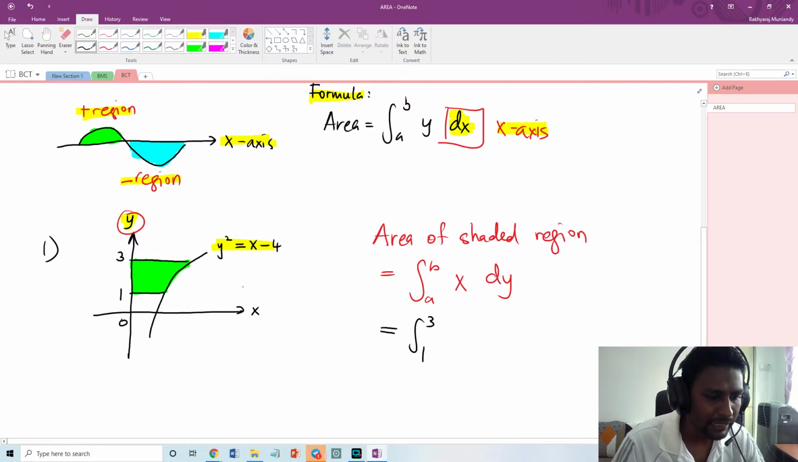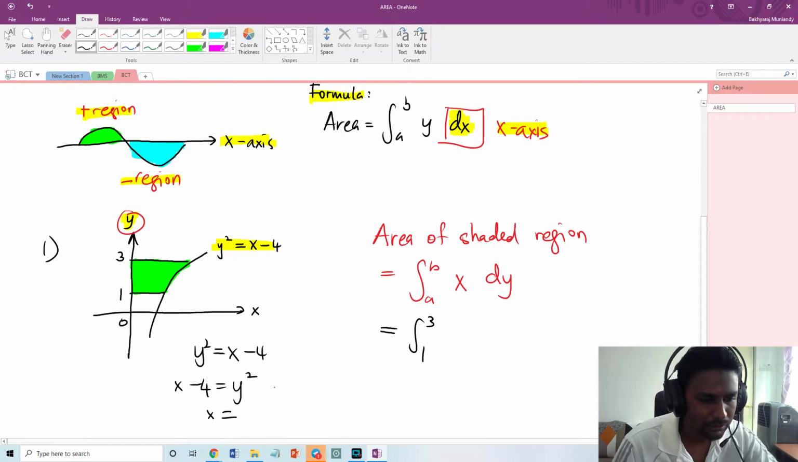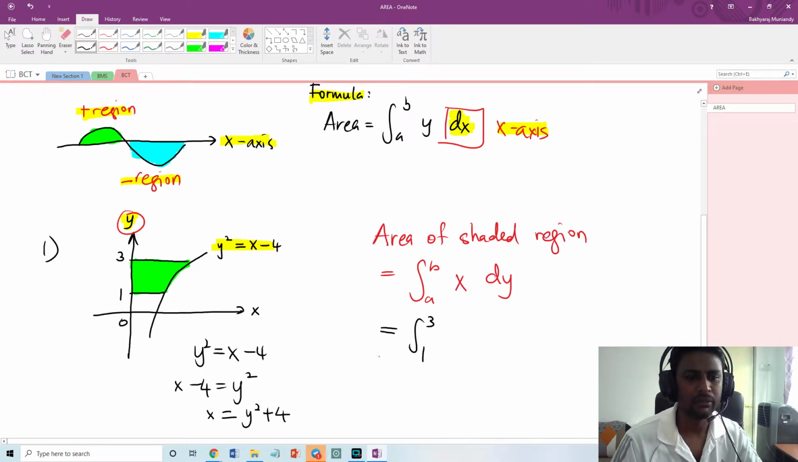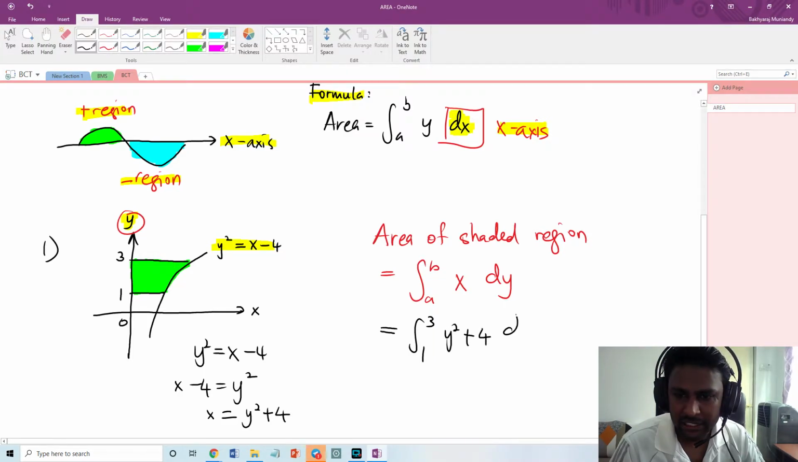We take the equation y squared equals x minus 4. We change places so that x minus 4 equals y squared. So what is x actually? x will be equal to y squared plus 4. This is what we need to substitute here, so you get the integral of y squared plus 4 dy.